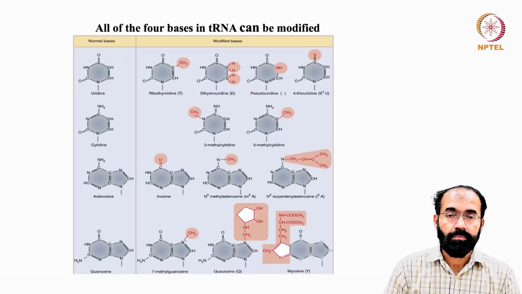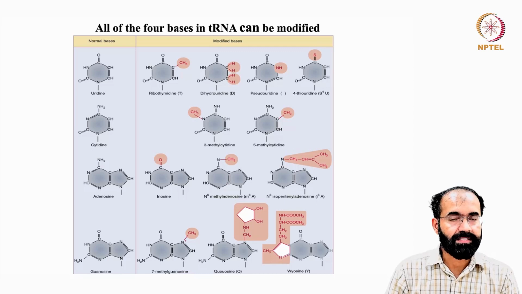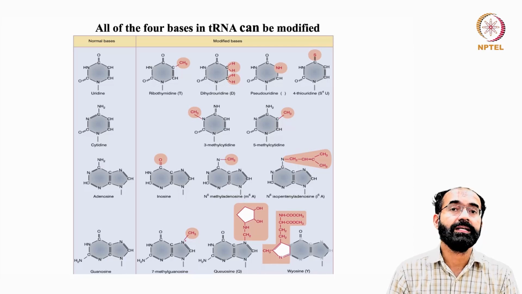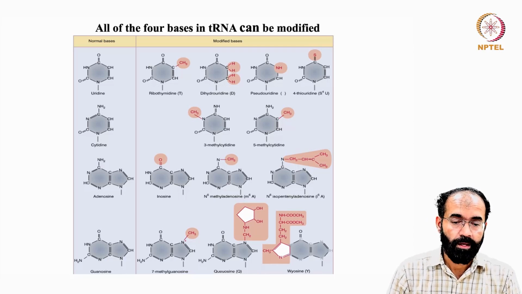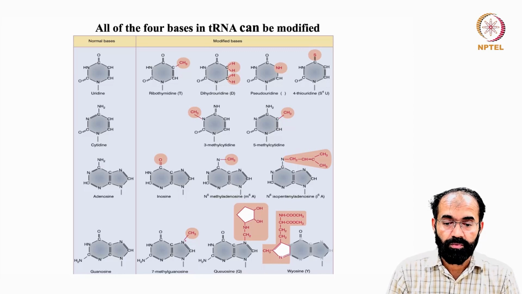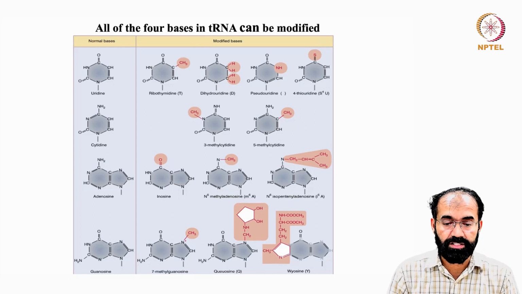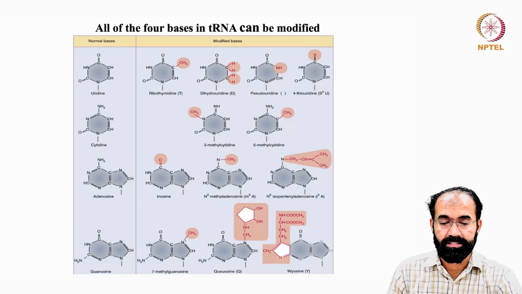And so all bases are vulnerable to changes. You may have seen this slide in one of the earlier classes, where we discussed RNA modifications or base modifications. Uridine, cytidine, adenosine and guanosine, all these bases can change into ribothymidine, dihydrouridine, pseudouridine, 4-thiouridine, etc. Like that, cytidine can also be changed into 3-methylcytidine, 5-methylcytidine, etc.